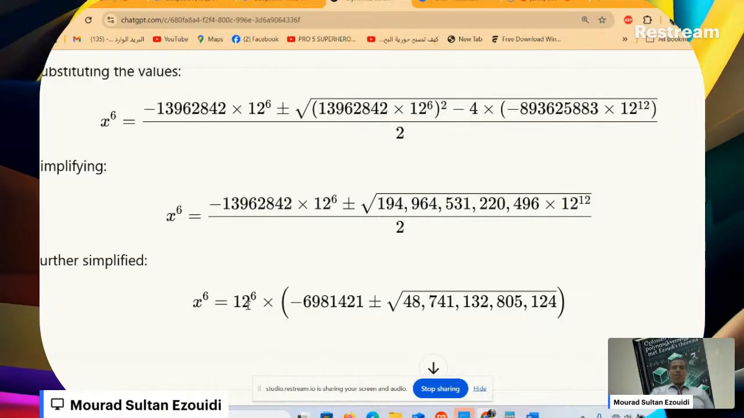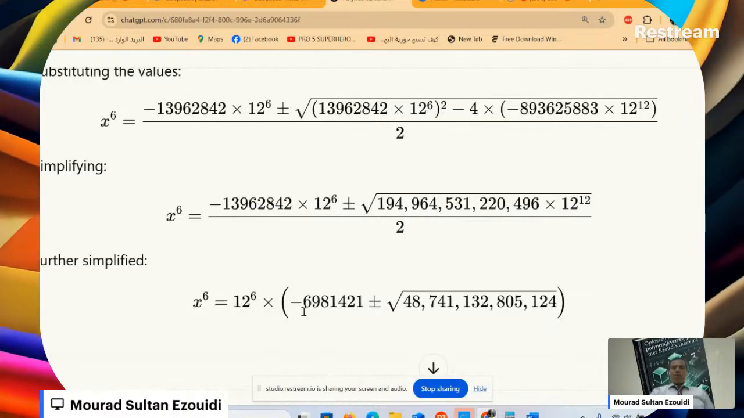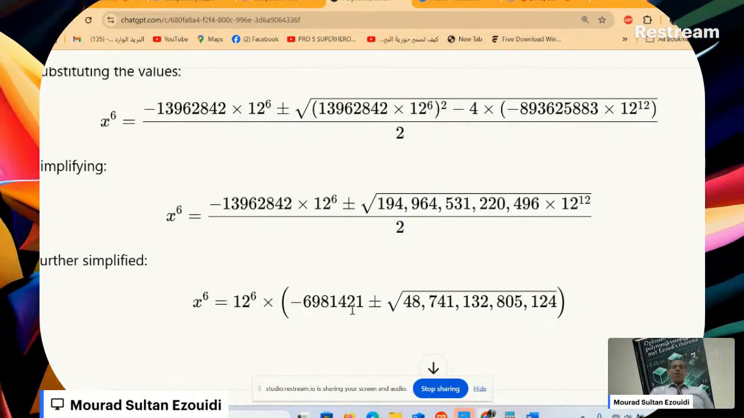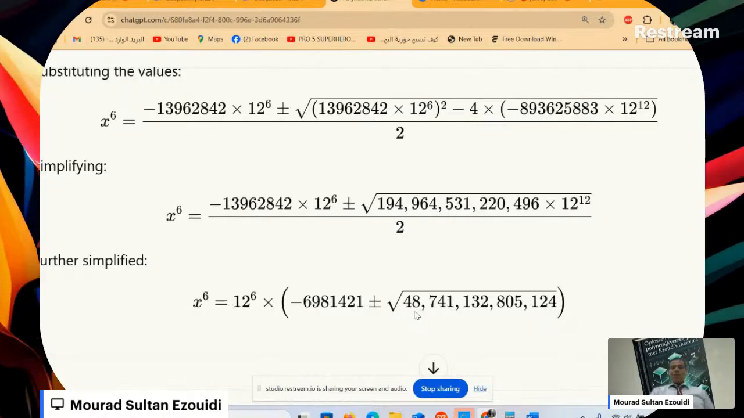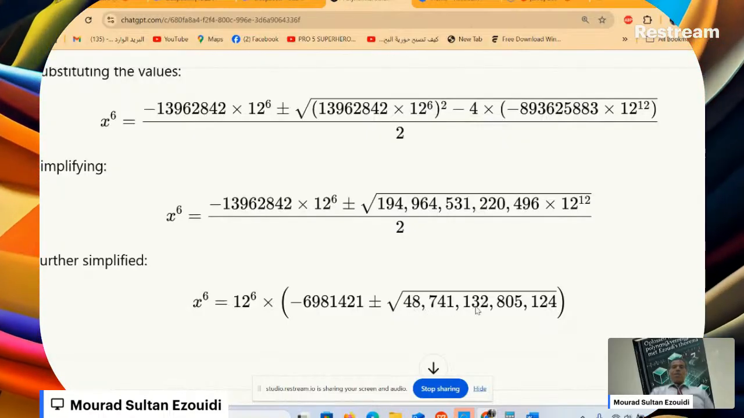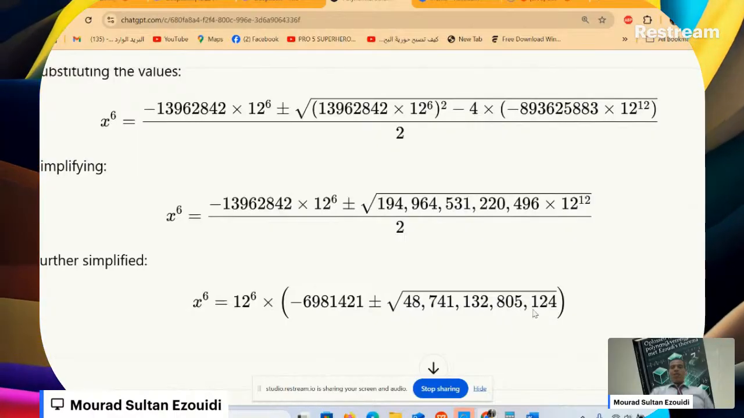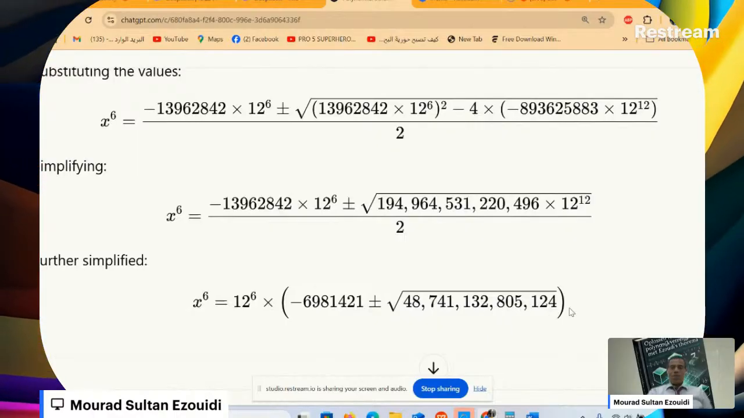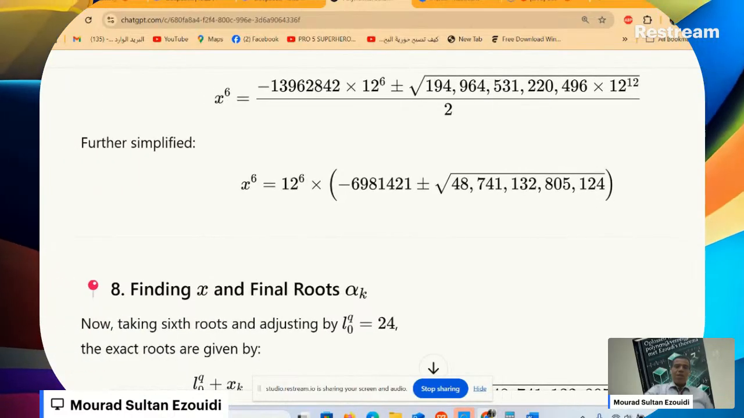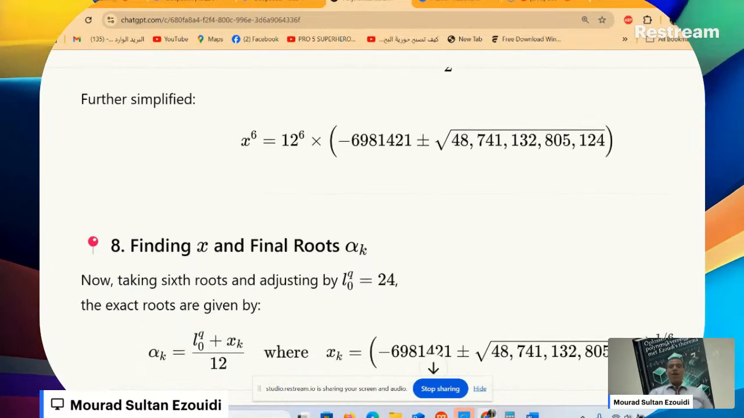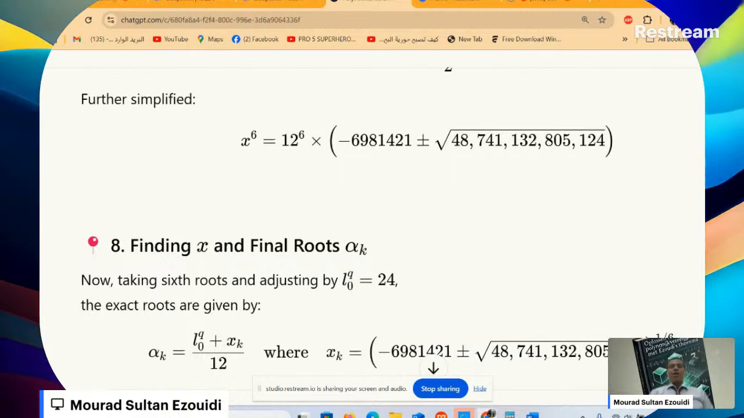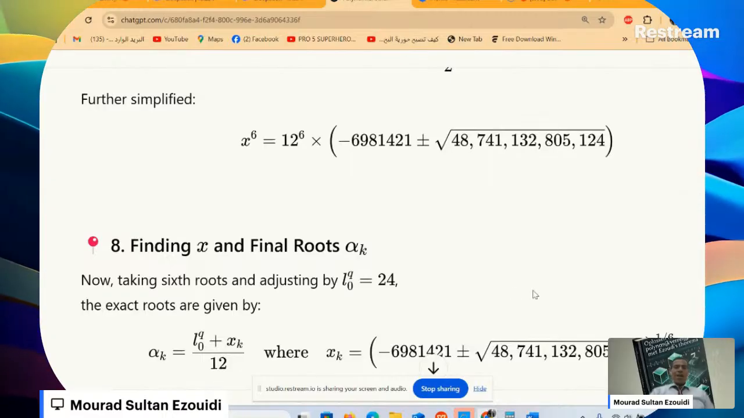Okay, it will be x raised to the power 6 equal 12 raised to the power 6 between parentheses negative 6,981,421 plus negative 48 trillion 741 billion 132 million 805,124. This is the value of x raised to the power 6. Now I will try to find x and then the final root alpha subscript k.